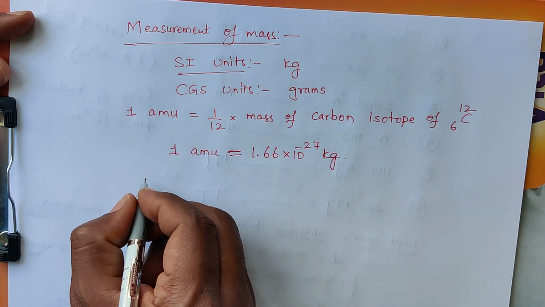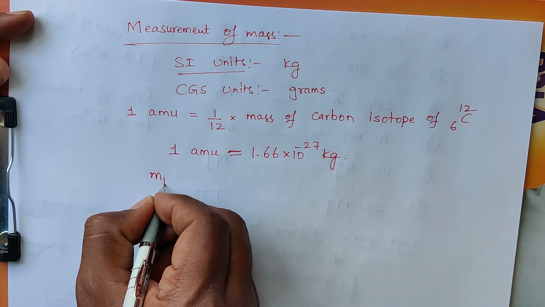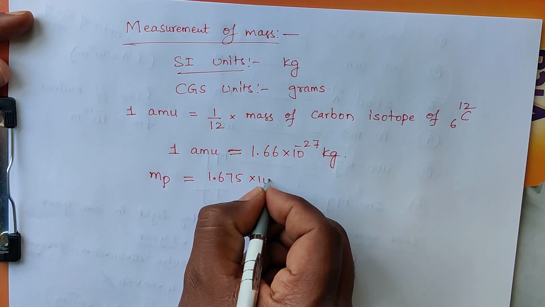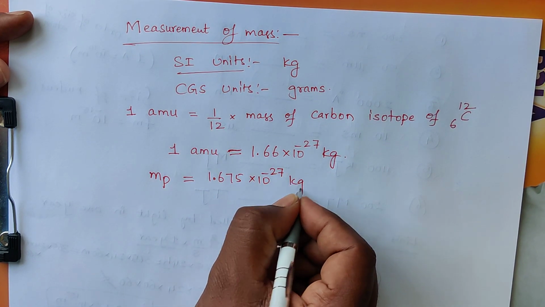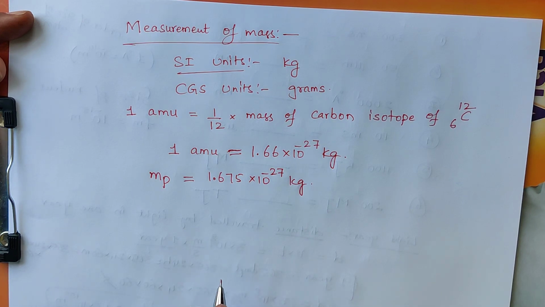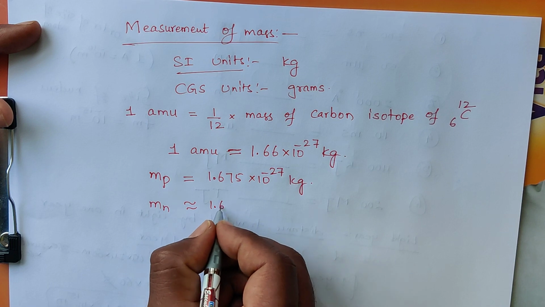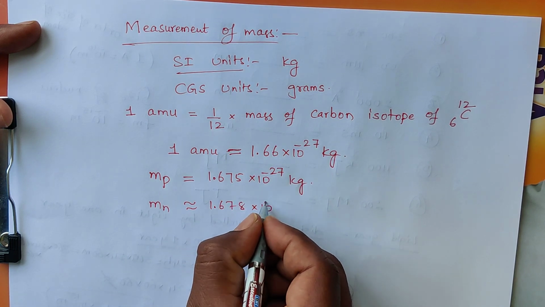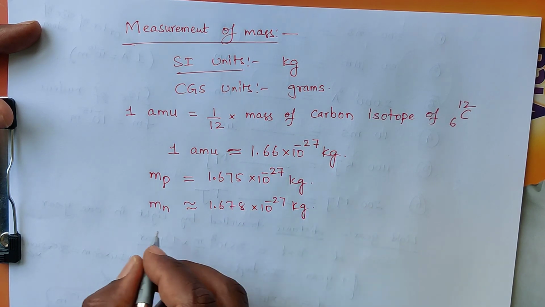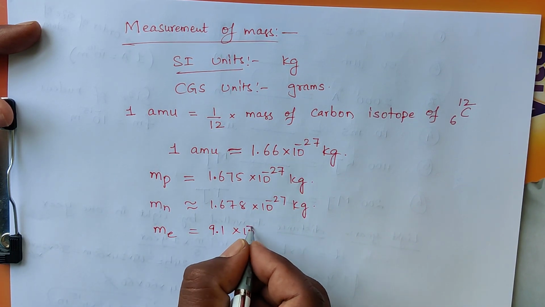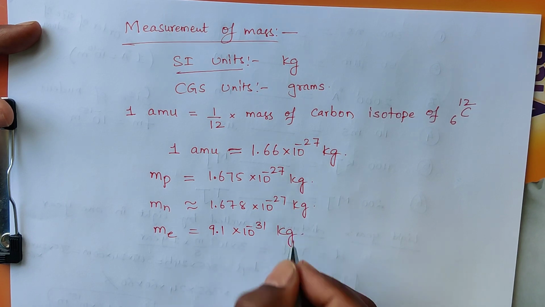I would like to give you some examples. Mass of proton and mass of neutron. Mass of proton equals 1.675 into 10 to the power of minus 27 kg. This may be useful in calculating force on different charges, etc. Mass of neutron is equivalent to 1.678 into 10 to the power of minus 27 kg. And mass of electron equals 9.1 into 10 to the power of minus 31 kilograms.